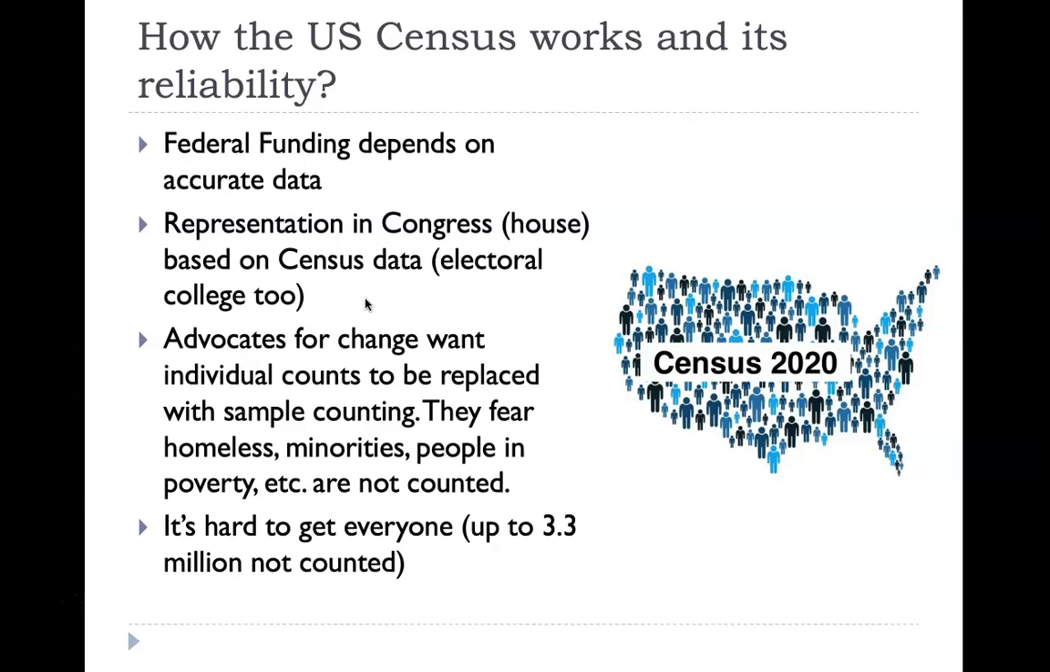And again, we want to look at sample counting. We're looking at people who are underrepresented. Up to 3.3 million Americans are not counted, right? And that is 1% of the population that is not counted, right? But these are people who are on the margins, right? Homeless people, people living in poverty aren't as counted.